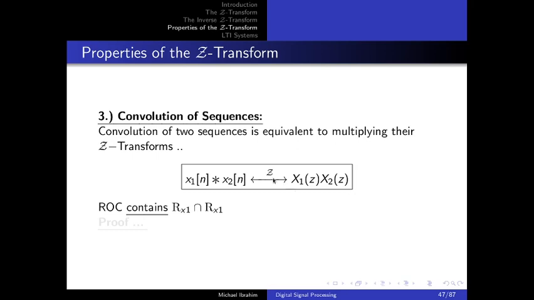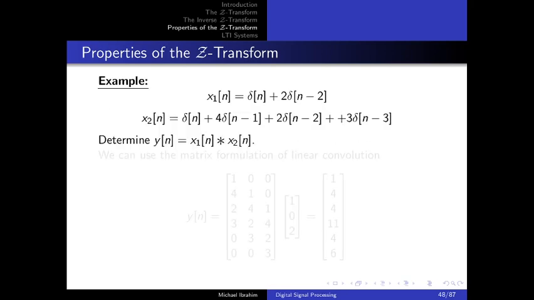The new region of convergence for the new sequence, which is a convolution, would contain the intersection of Rx1 and Rx2. This is Rx2, of course, not Rx1. And here again, we say contains or at least the intersection, because sometimes when you multiply two Z transforms like this, you get a pole zero cancellation. And again, when a pole is cancelled, the ROC extends. The proof is also straightforward, but let's ignore it for now and let's carry on with this example.